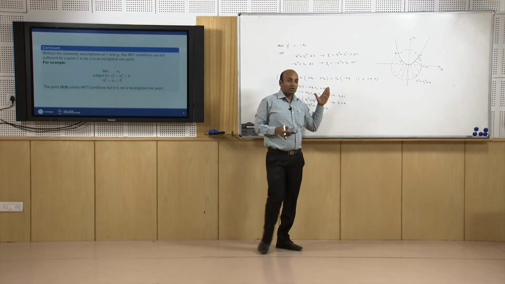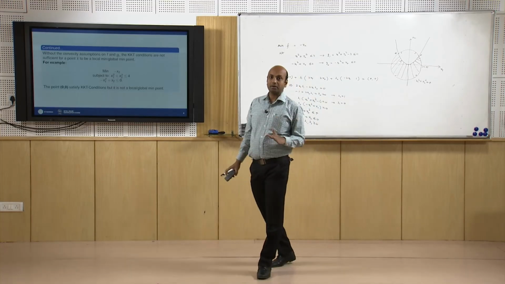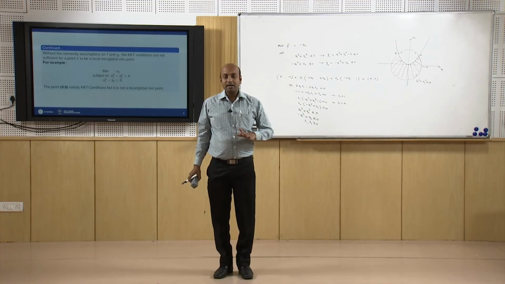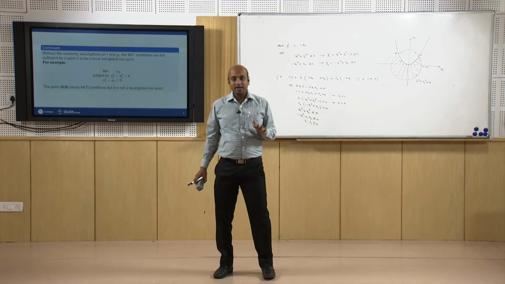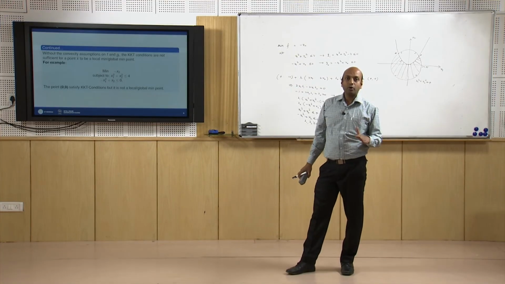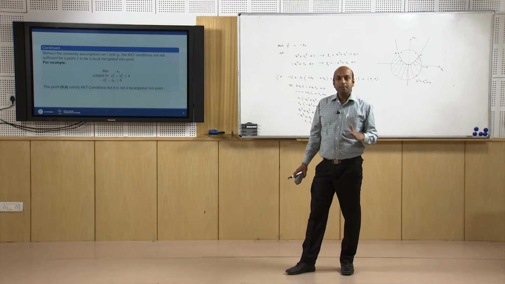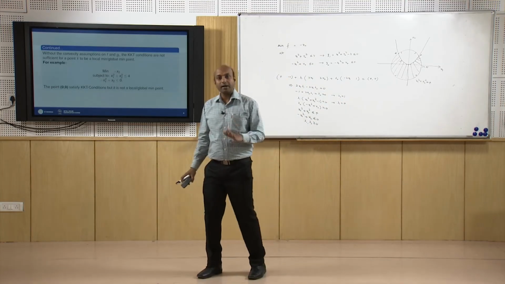So, what I want to say is that if KKT conditions hold at a point, it does not mean that point is a point of global minimum, because for that point to be a global minimum, besides KKT conditions, convexity of f and g_i is required, is a must.